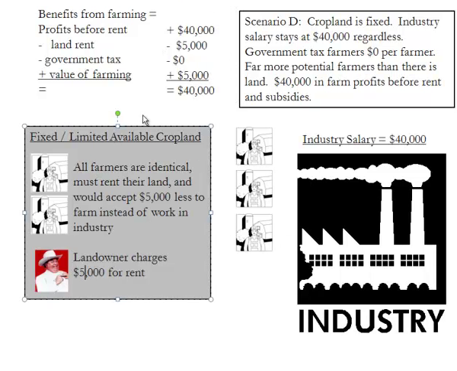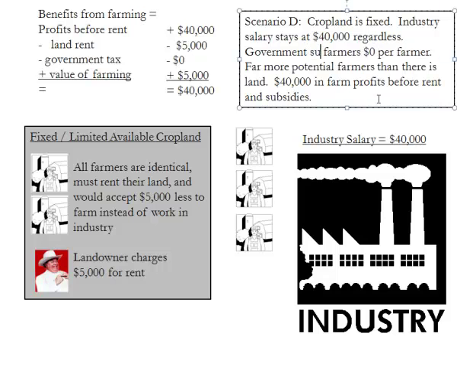So we're starting from a place where there's no subsidy, no tax. Landowners charge $5,000 for rent, and so we are here at a place of indifference. People are indifferent between working in industry or working as farmers, renting land and farming. And now let's go back and let's say we have another subsidy.